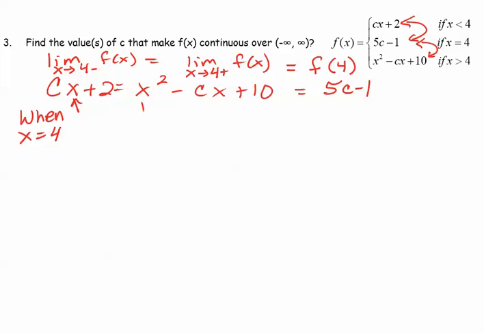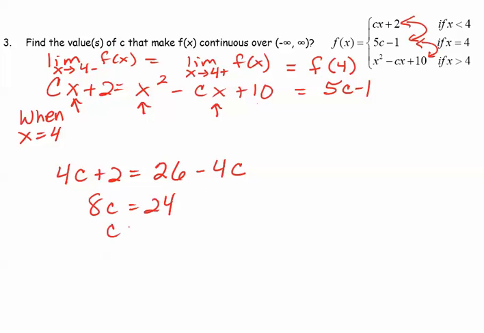So now I'm going to replace these x's with 4. So we'll have 4c plus 2, and you could have started with this right away. So this will become a 16 and a 10. So 26 minus 4c. And I can solve. 8c is equal to 24. C is 3.